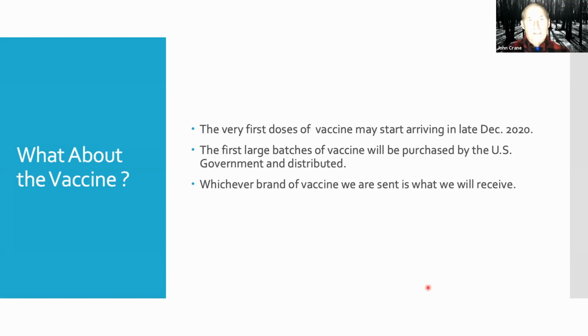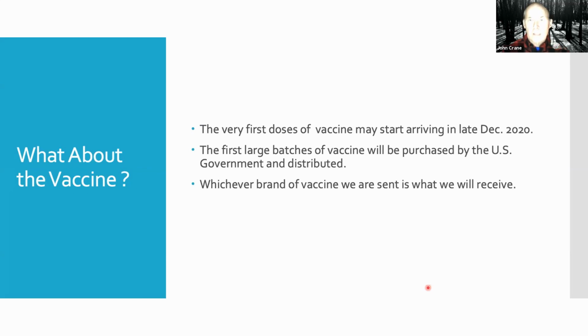So, and then also people ask, what about the vaccine? The very first doses of COVID-19 vaccine may start arriving in late December 2020. Remember that the first batches of vaccine, which are large batches, have all been purchased by the United States government. So they will be allocated however the government decides to do it.